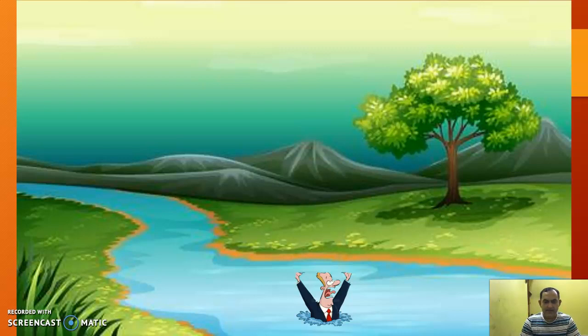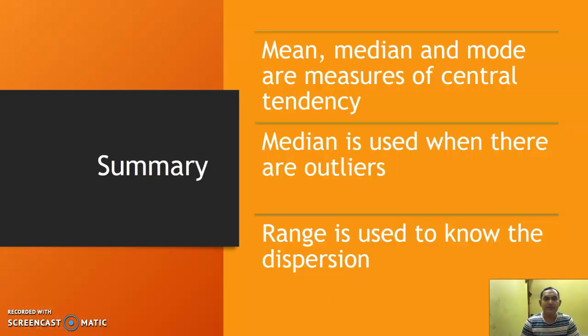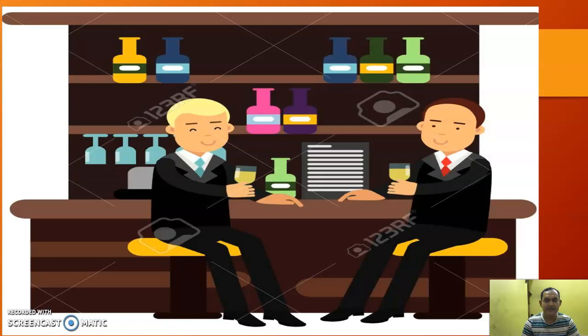So this individual died because the depth of the river was different at different places. Maybe this individual drowned where the depth of the river was 7 or 8 feet. So to summarize, mean, median and mode are measures of central tendency. Median is used when there are outliers and range is used to know the dispersion.